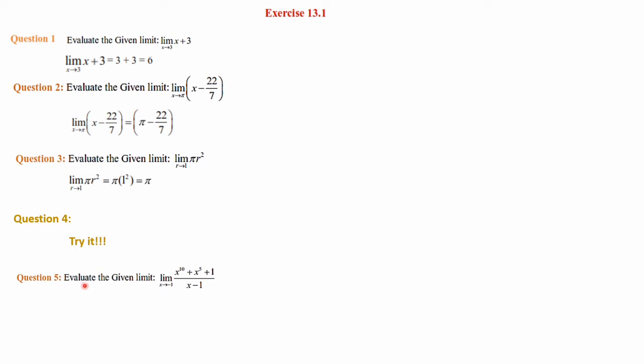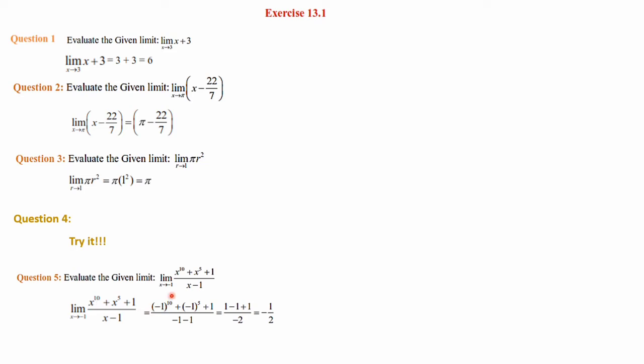Question number 5, evaluate the given limit x tends to minus 1, x power 10 plus x power 5 plus 1 divided by x minus 1. So replace this x by minus 1. So limit x tends to minus 1, x power 10 plus x power 5 plus 1 divided by x minus 1 is equal to minus 1 the whole power 10 plus minus 1 the whole power 5 plus 1 divided by minus 1 minus 1. Just replacing x by using the value minus 1.